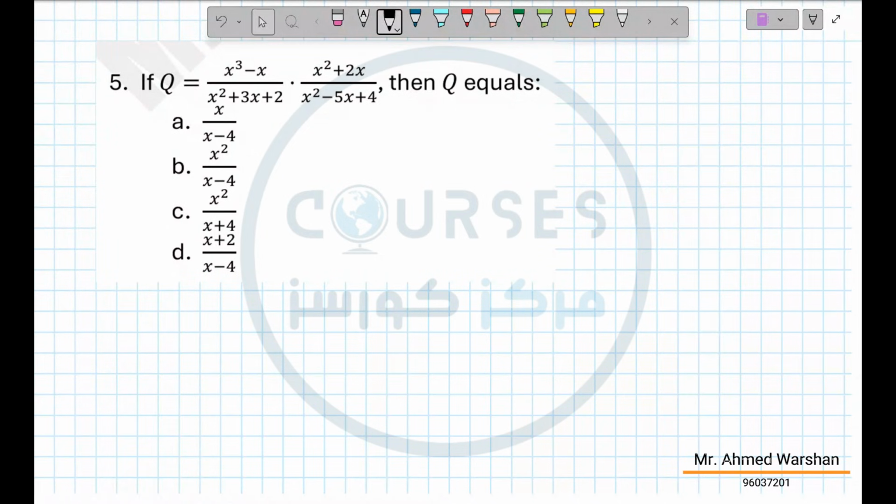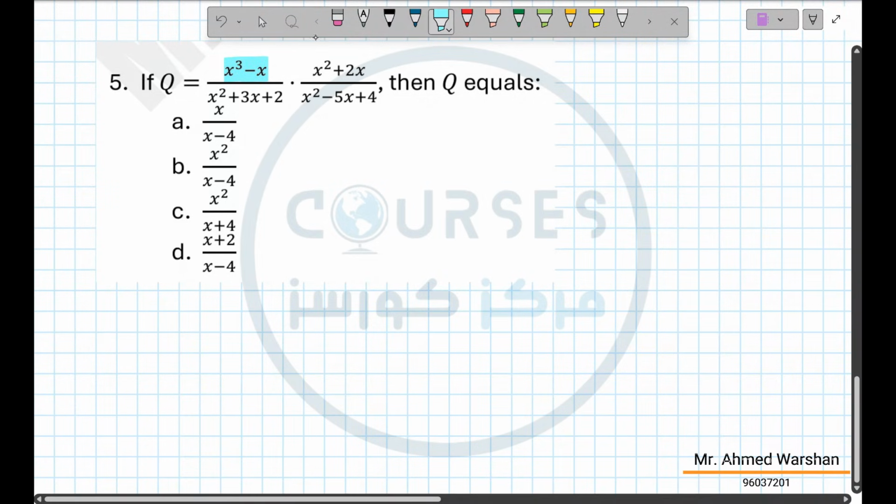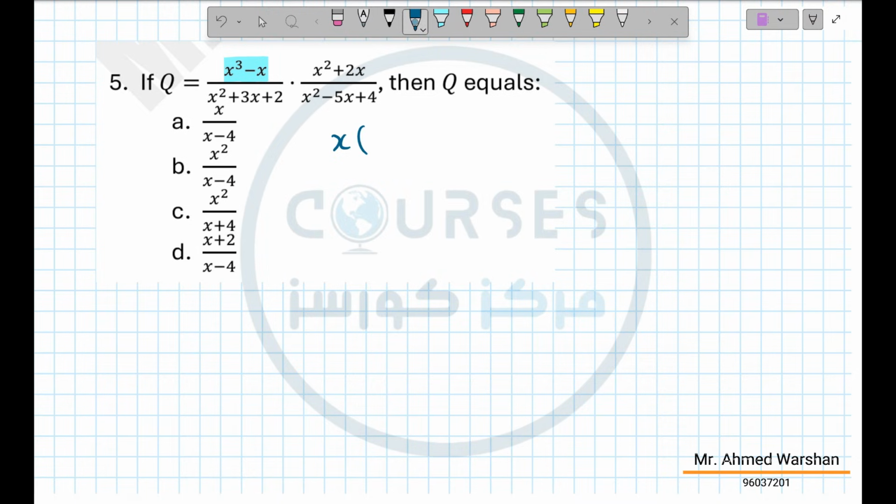In question 5, we want to simplify what you see in here. So let's take it one step at a time. X cubed minus x, you can simplify this by taking x as a common factor. So imagine you're dividing by x. X cubed divided by x is x squared. X divided by x is 1. Okay. Over.